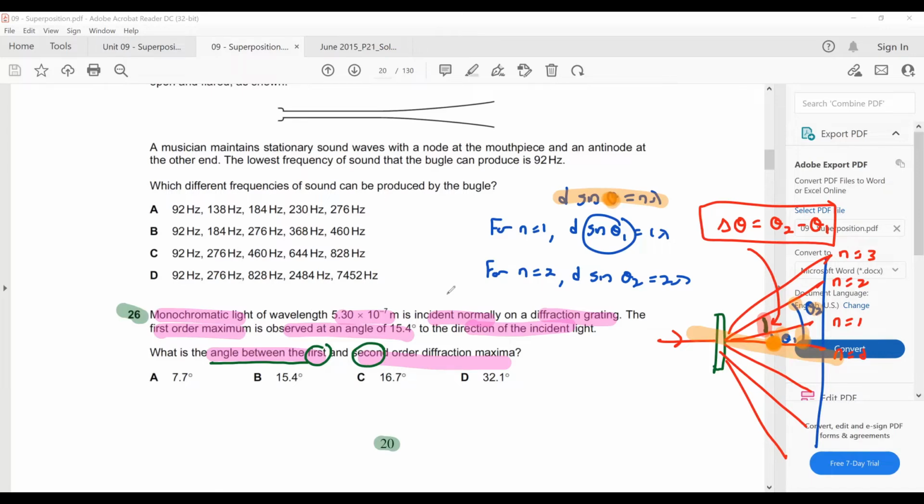So there's an easy way to go about this. Now, when you look at this question here, you have two different cases, right?